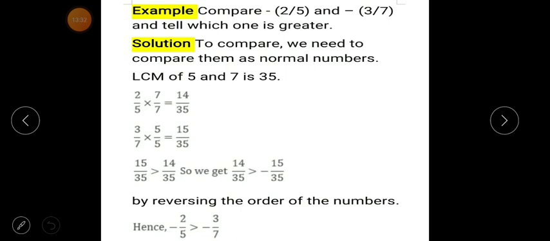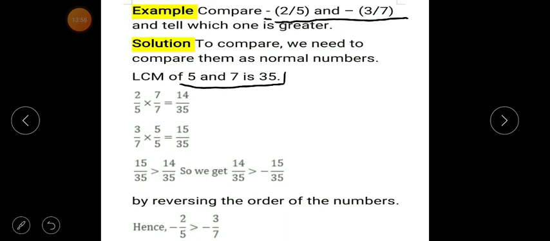Now how to compare negative numbers. Here we have to compare minus 2 upon 5 and minus 3 upon 7. The process would be the same. What we have to do? We have to take the LCM of the denominators and make their denominators same by multiplying.